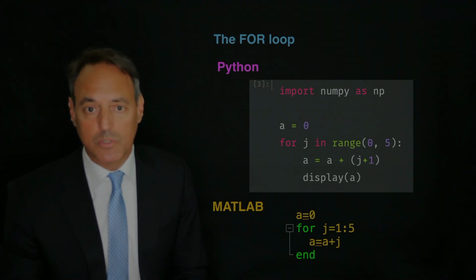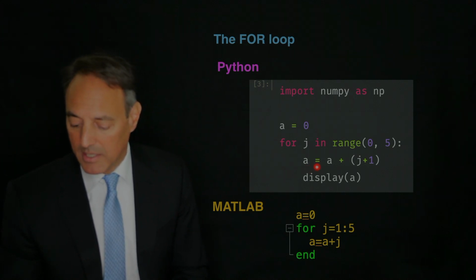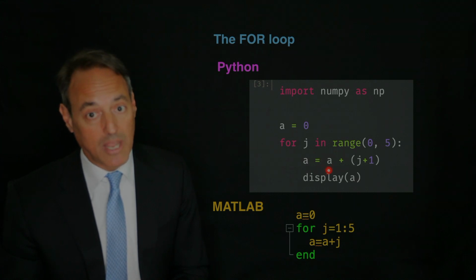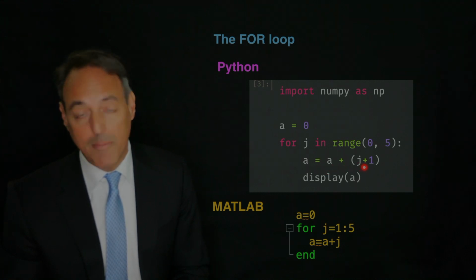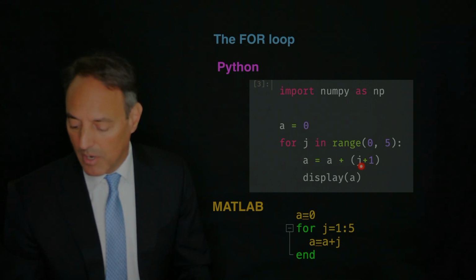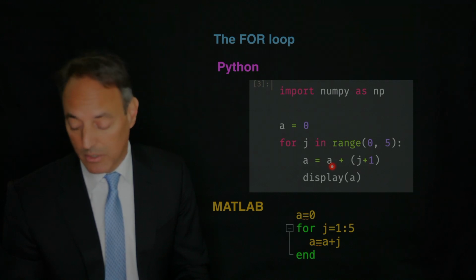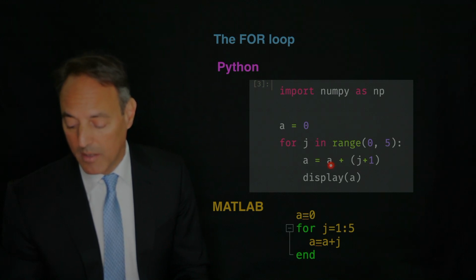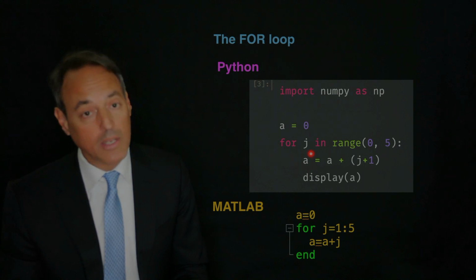And what does this loop do? It says a is equal to what it was before. Remember, it came in as 0, plus j plus 1. Since I started counting at 0, j comes in as 0, I add 1 to it, so 0 plus 1 is 1. A was 0 when it came in, so it's 0 plus 1, it's now 1, that value.